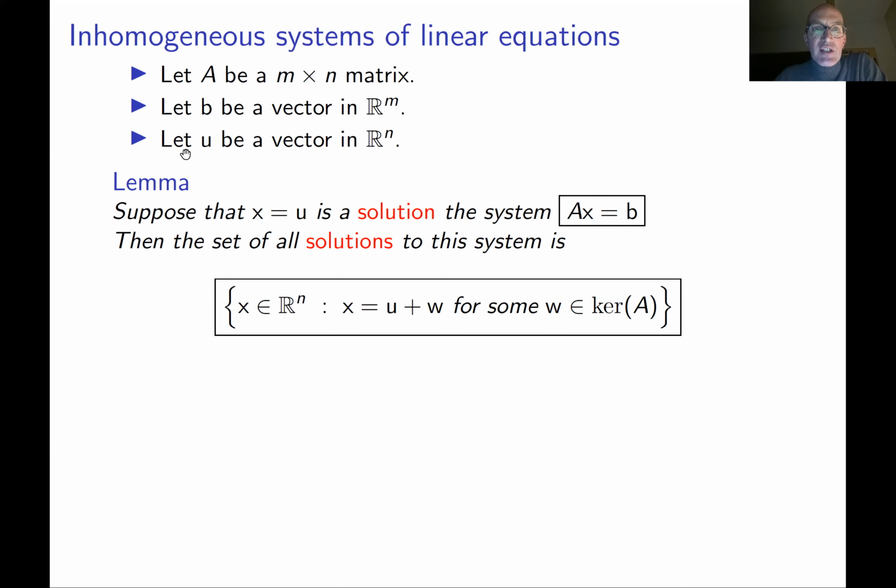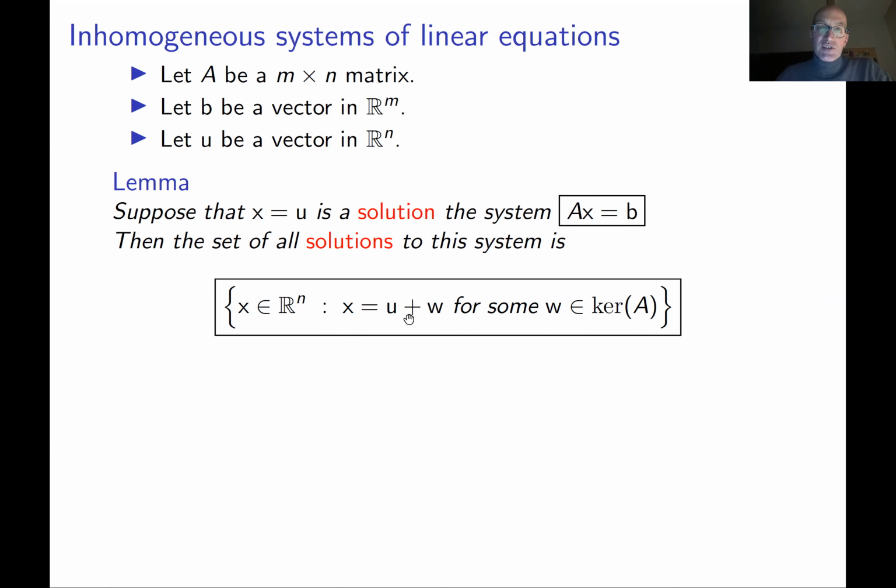So we assume that this vector u, which I declared here, is a solution of this. How did we find this vector? It doesn't matter, we just found it somehow. So we assume that this vector u is a solution of this system. Then this lemma says that all possible solutions to this system of equations can be represented in this form: u plus w, where w is a vector in the kernel.